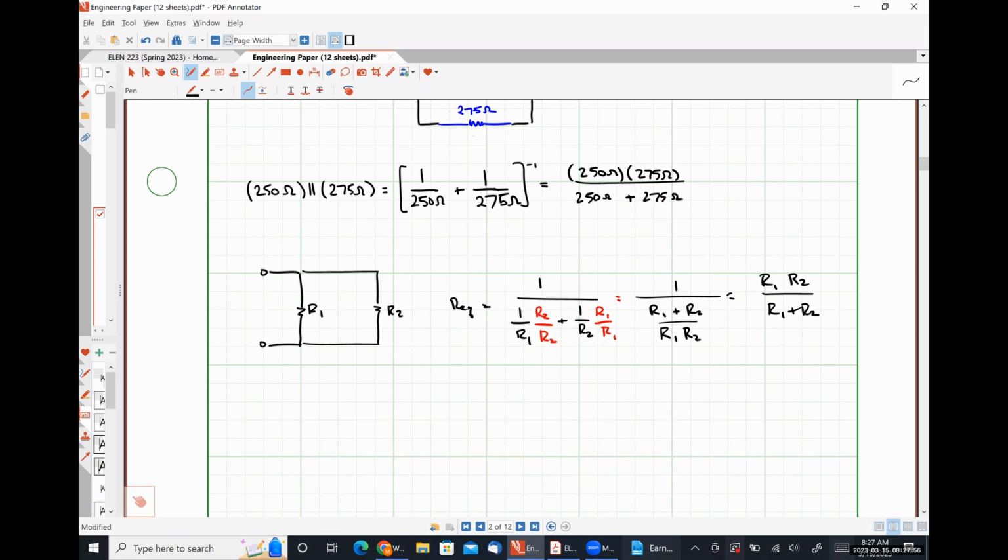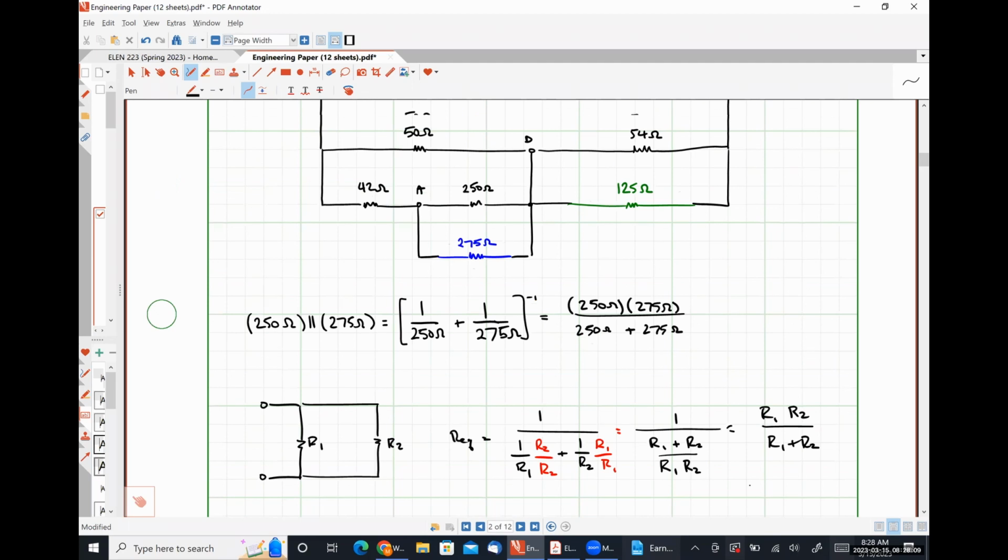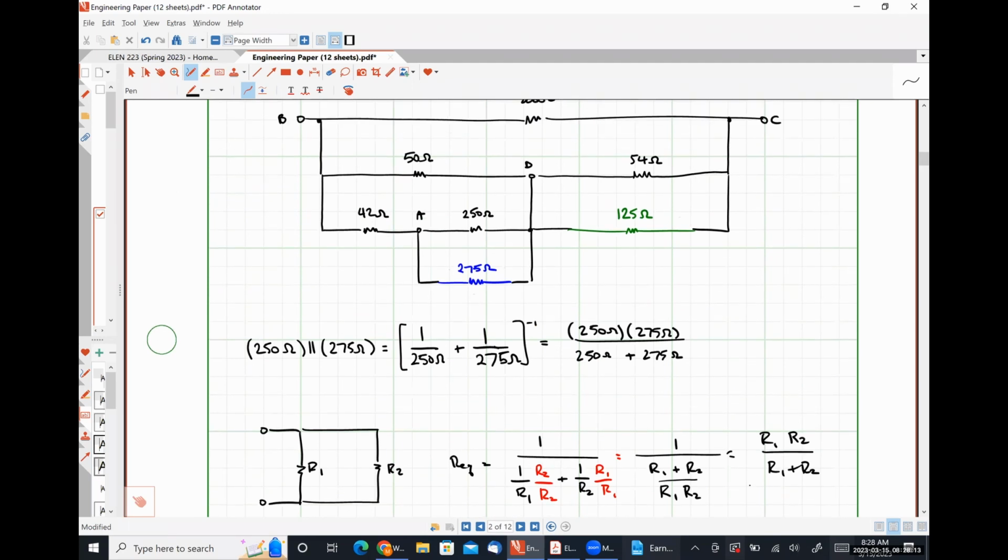All right, so 250 times 275 over 250 plus 275, 2750 over 21. So this is another little subtle thing here. The 250 ohm resistor is between nodes A and D, and the 275 ohm resistor is between nodes A and D. So when we replace those two parallel resistors with an equivalent resistance, it's also going to be placed between nodes A and D, so that we know exactly where it's supposed to go.